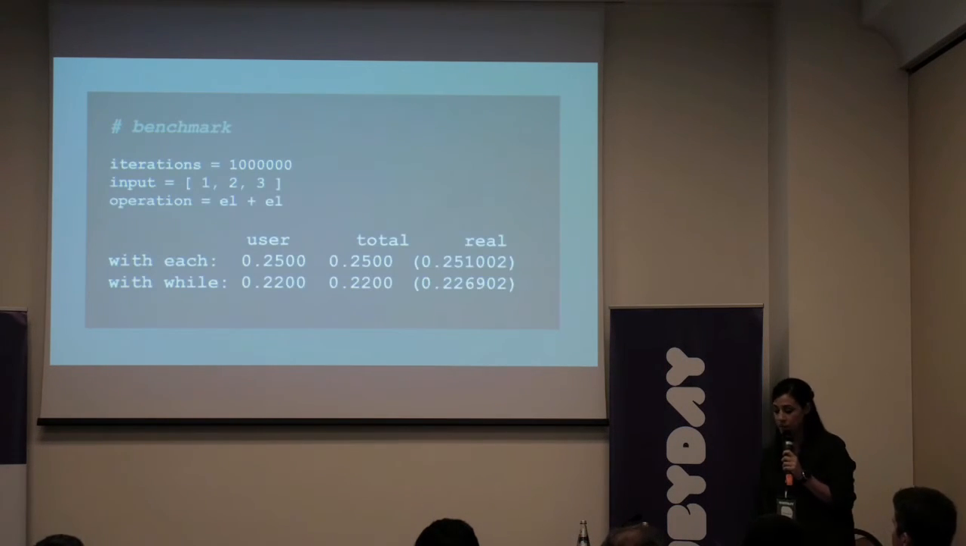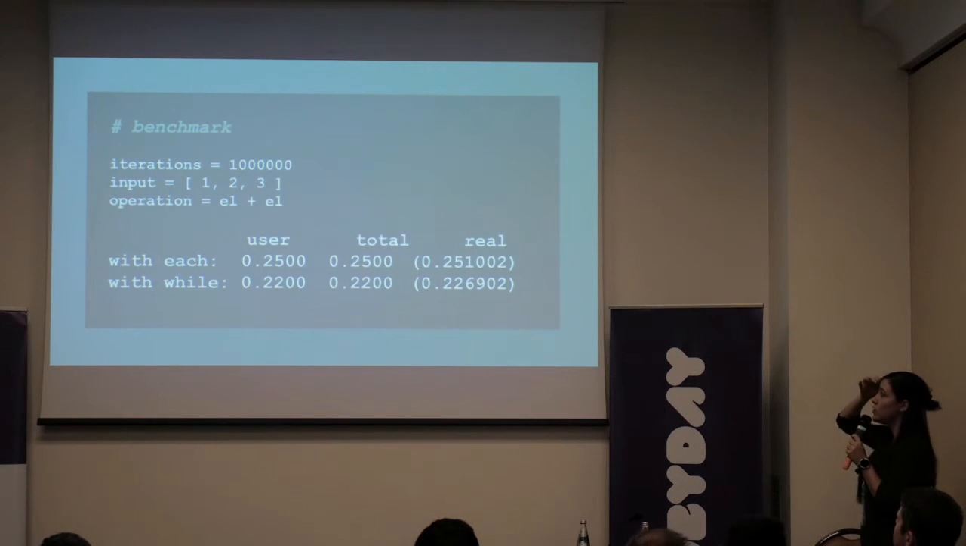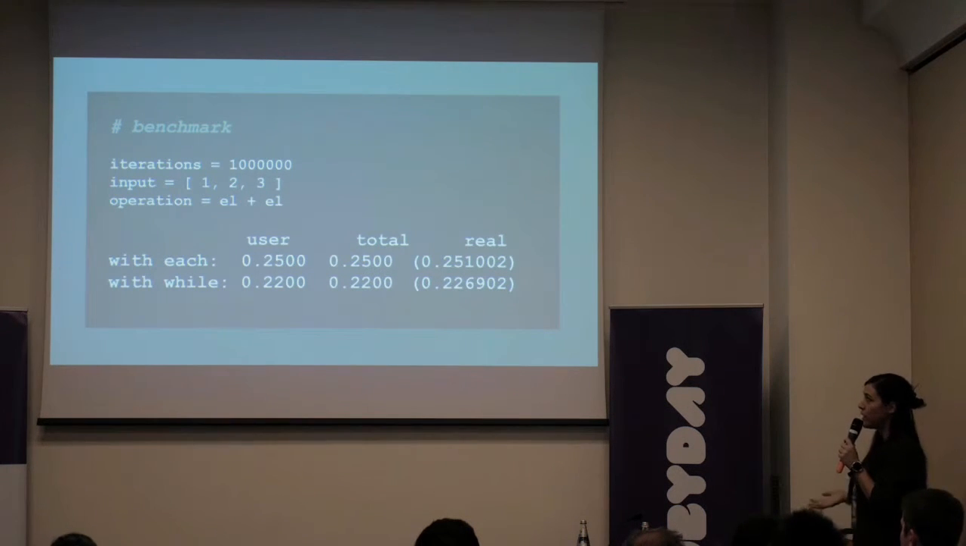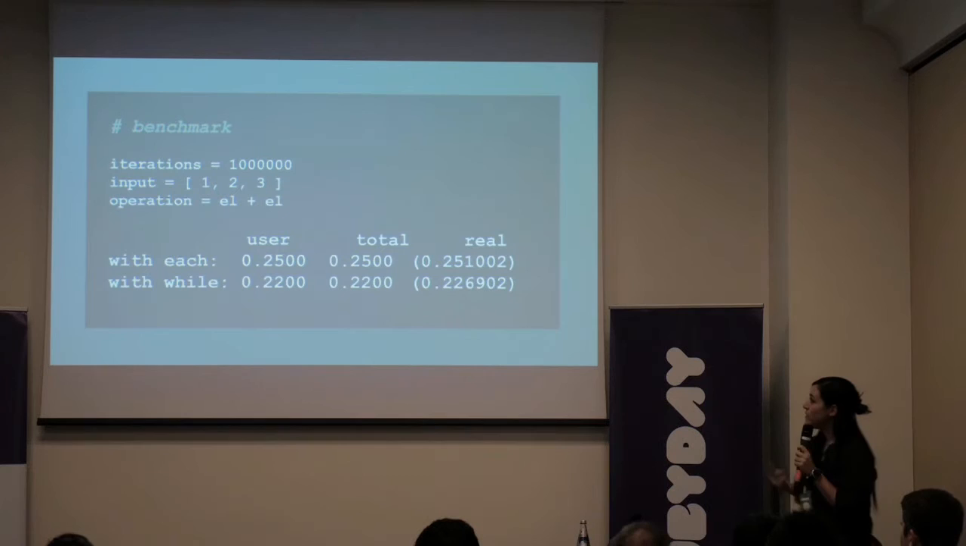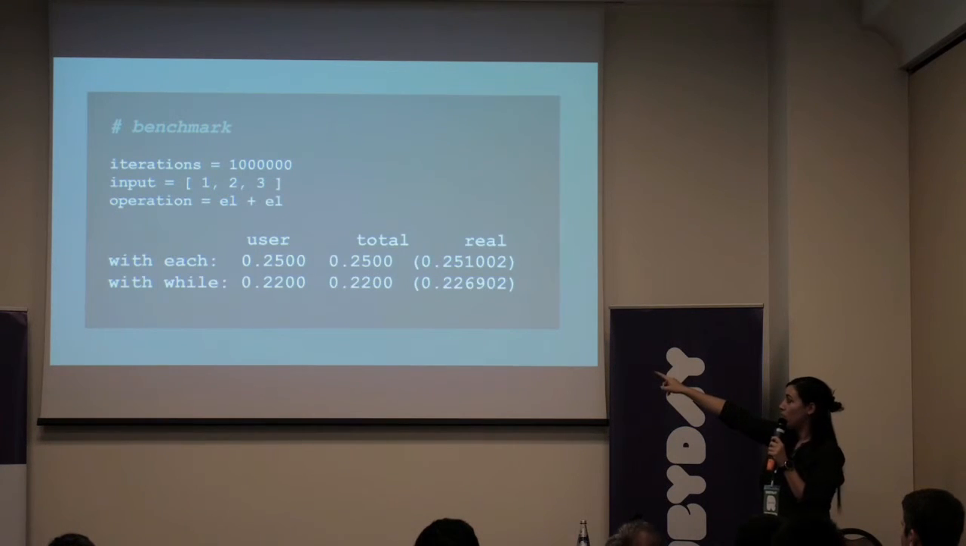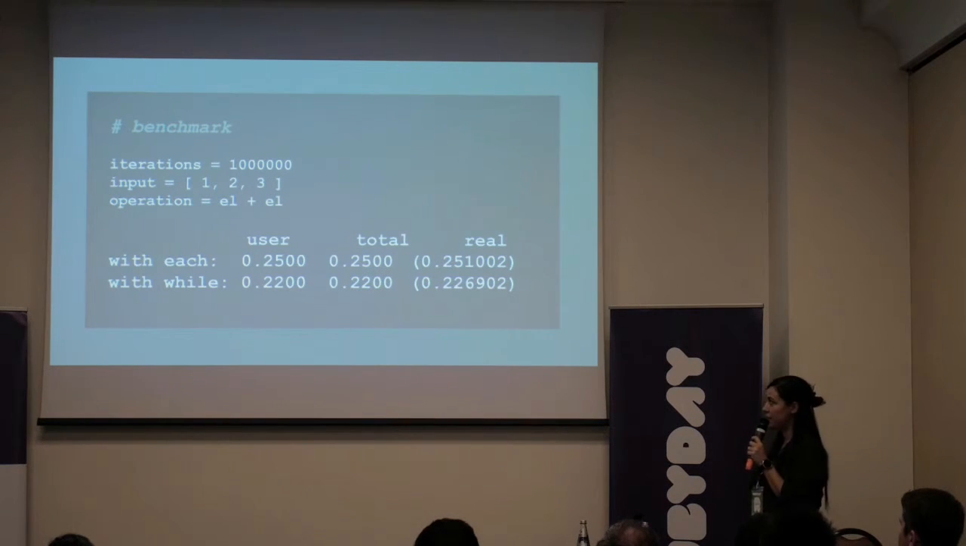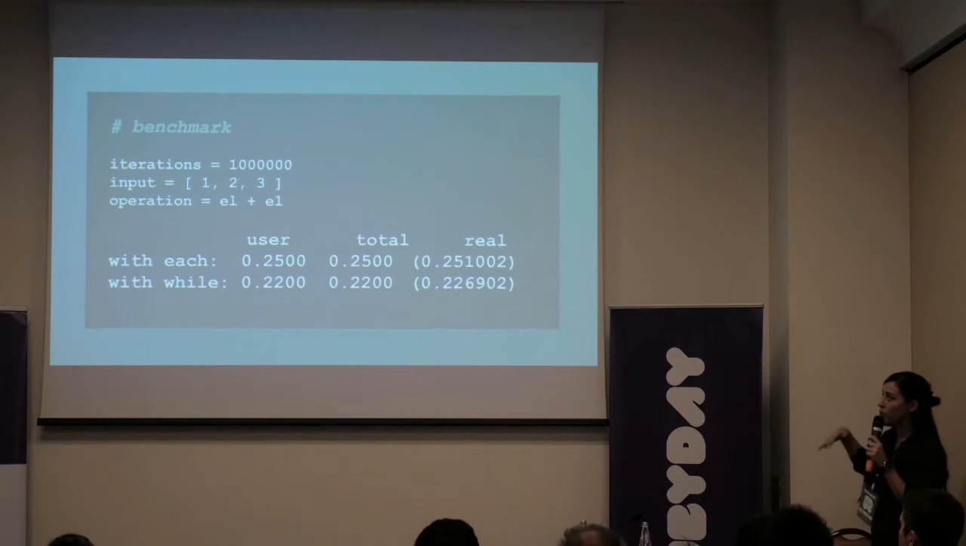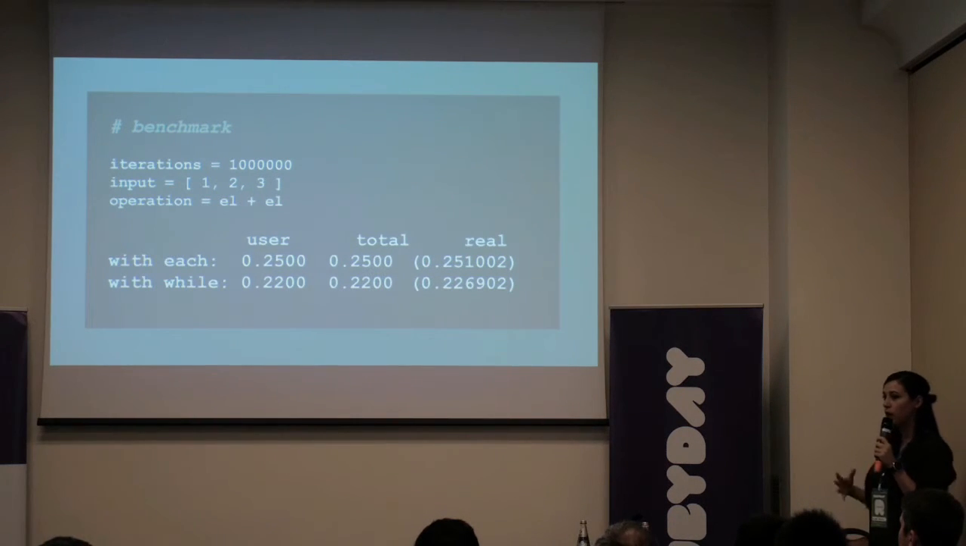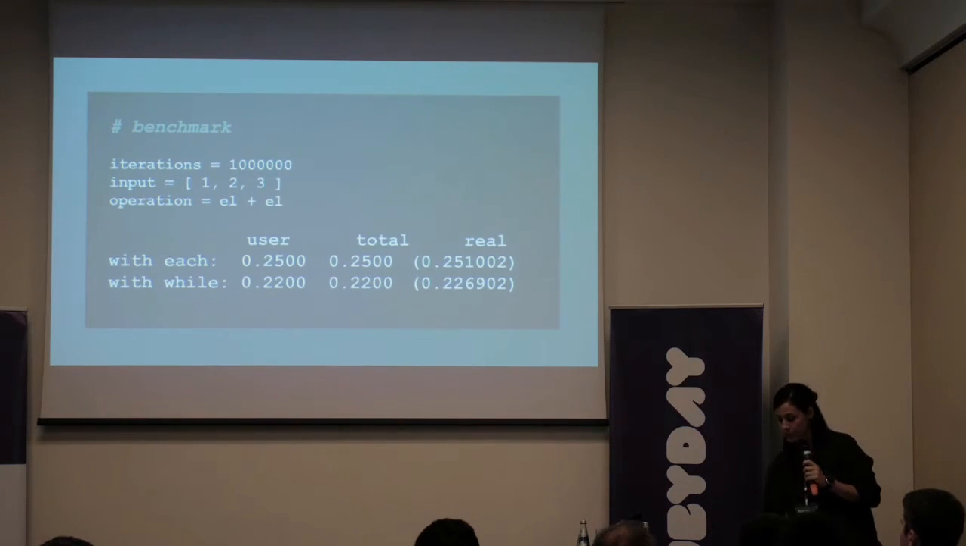And then here's an example of the benchmarking. So I ran this specific operation 1 million times. The input is just a 3-element array. And we can see here that the while loop is actually about 12% faster than using each. And when I actually broke it down more, it was that the invocation of the block was actually slowing down the implementation of the code.